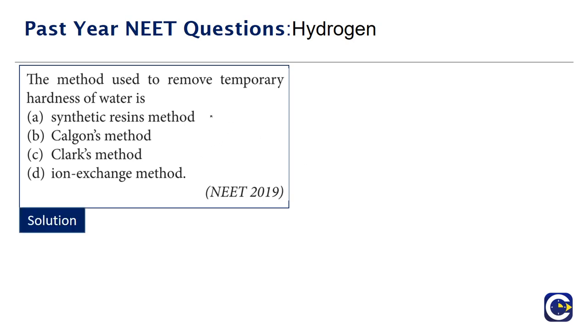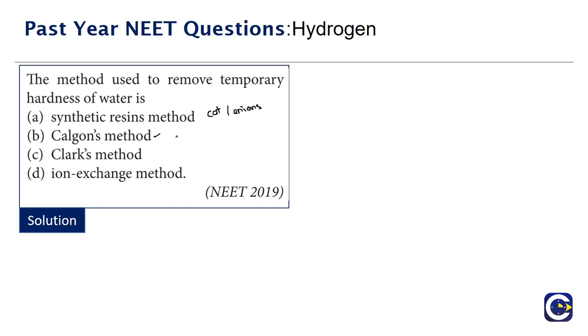Now synthetic resins method, it is basically a method where we will exchange cations and anions in succession by using the synthetic resins, which will be a little bit more effective than the regular resins. So this is not a method to remove temporary hardness of water. This is a method to remove the permanent hardness of water. Now just to bring to your notice, temporary hardness of water is because of the presence of calcium and magnesium bicarbonates. Permanent hardness will be because of the presence of calcium and magnesium chlorides and sulfates.